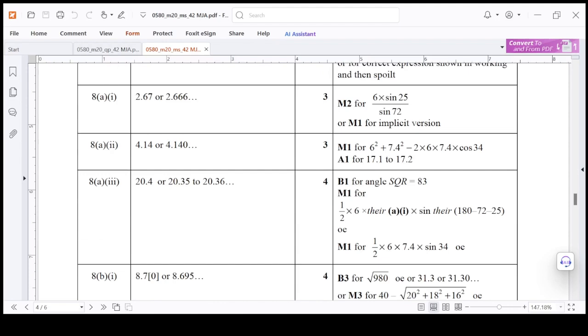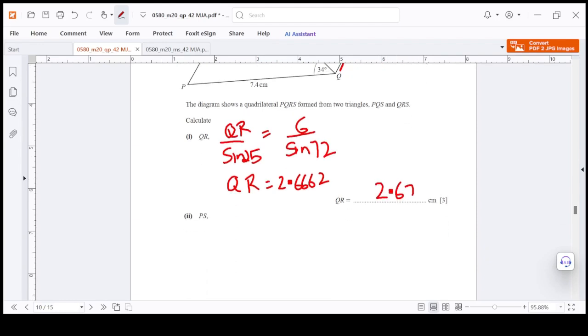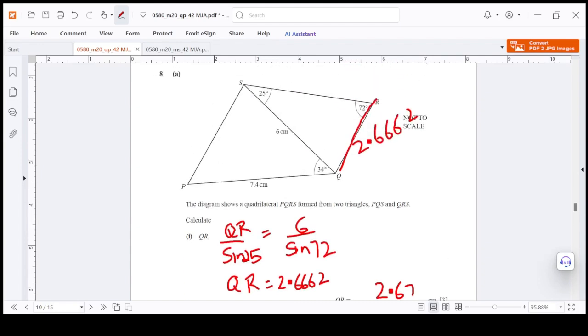Yeah, rounded off answer. First, I'm going to write the longer answer. QR is coming out to be 2.6662, rounded to 2.67 in 3 significant figures. Here also, I'm going to write 2.6662. Okay. Next up is find PS.